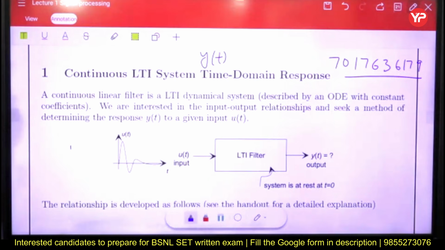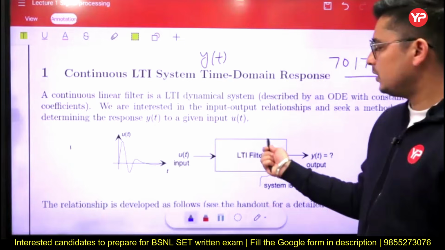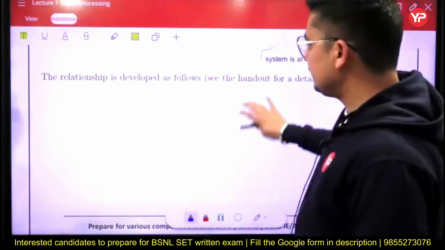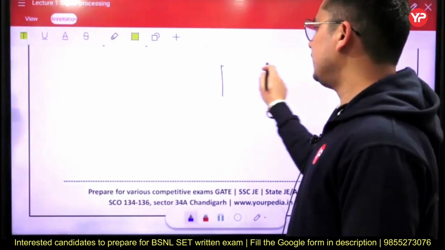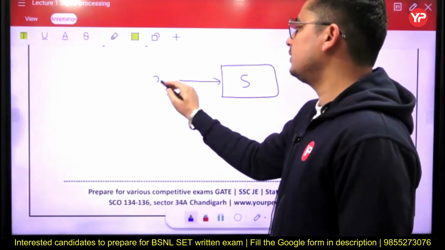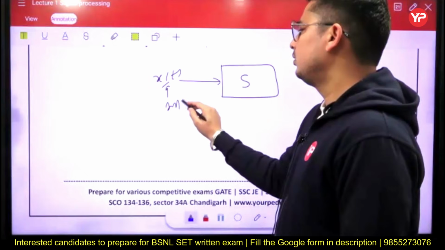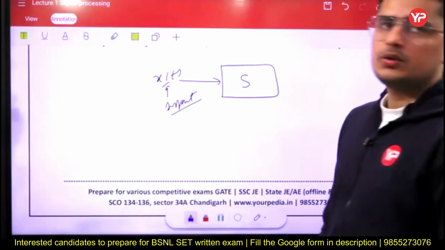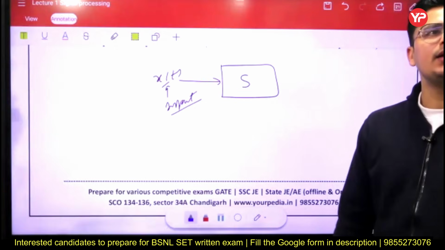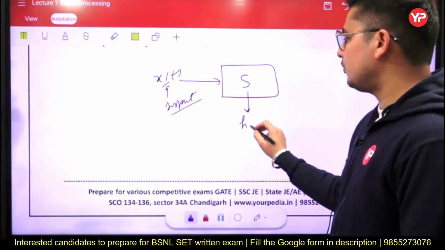Our main concern is a system. Let us take this system S, and we give the input x(t) to it. This system is represented by its impulse response, that is h(t).